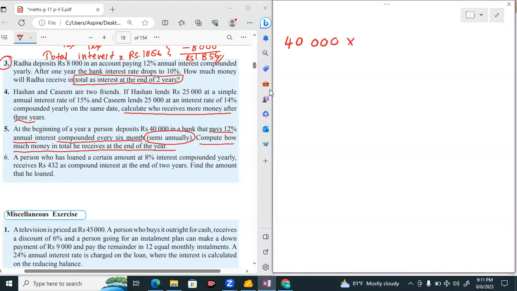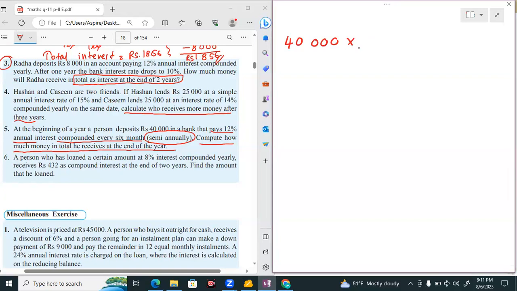Here, when we write this, loan amount is 40,000. Now, the interest is given for annual. Okay, the interest is given per year, but this is calculated semi annually. Then we have to find the interest for semi annual. What is the interest for semi annual? For annual it is 12%.